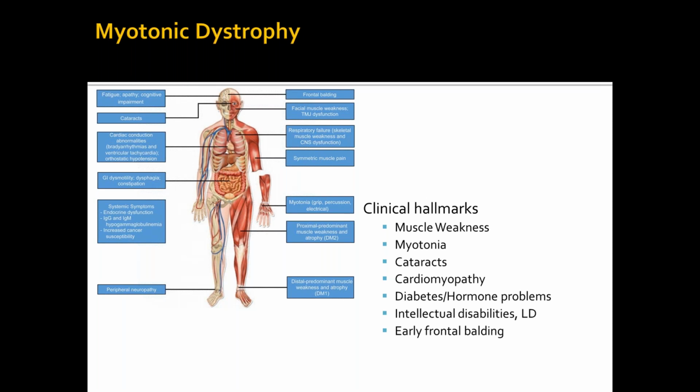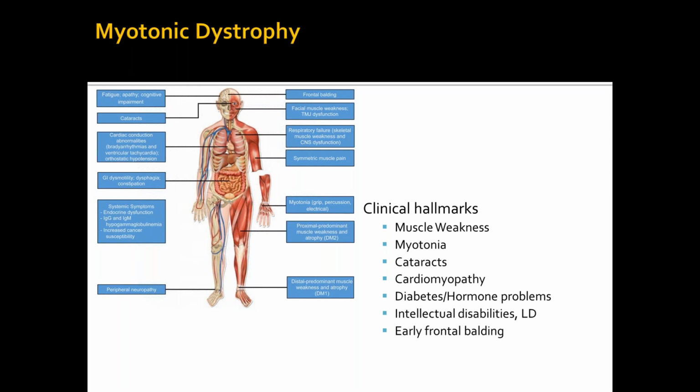Additional symptoms can involve many different parts of the body. So the endocrine system can be involved with different hormone-related problems. Also, people with myotonic dystrophy are at very high risk for diabetes. Early frontal balding is often a sign that's known. So men and women can have some early thinning of the hair. And then intellectual disabilities or learning disabilities can also be a feature.